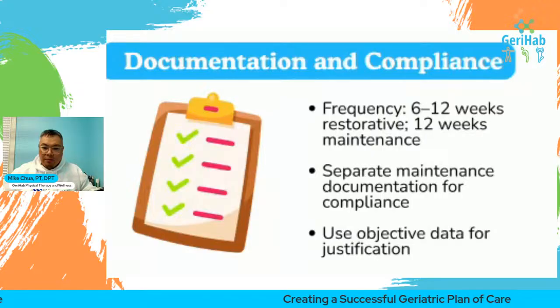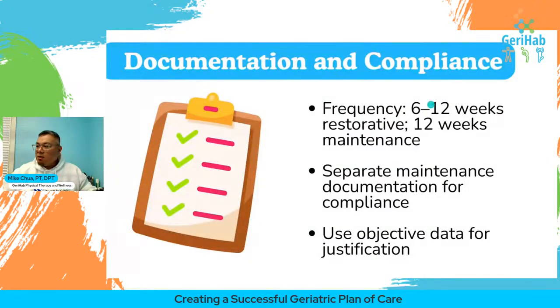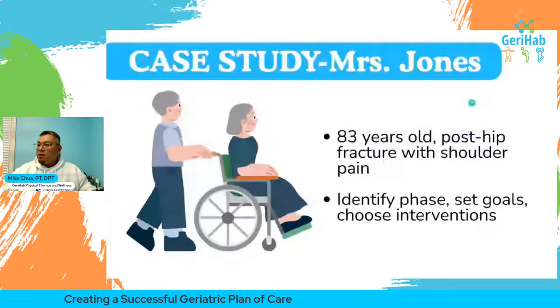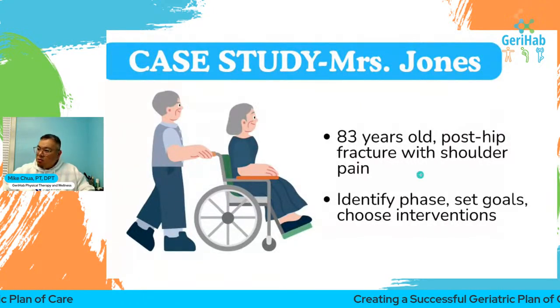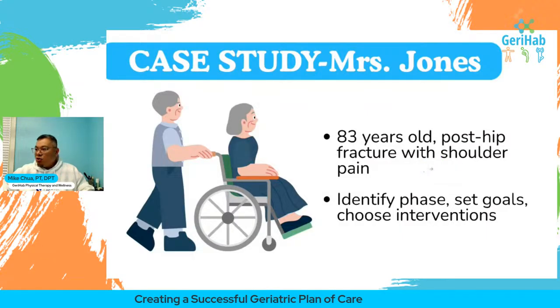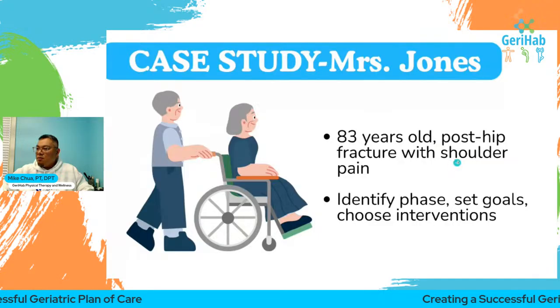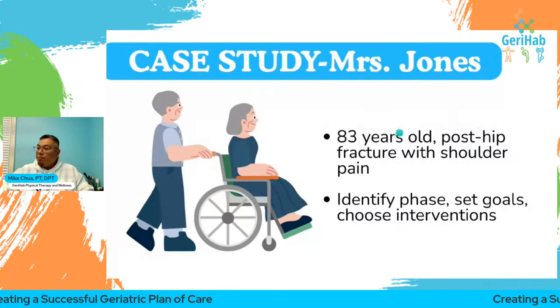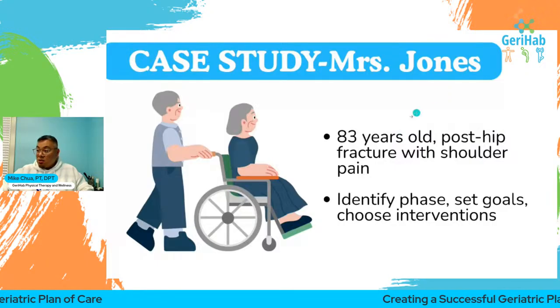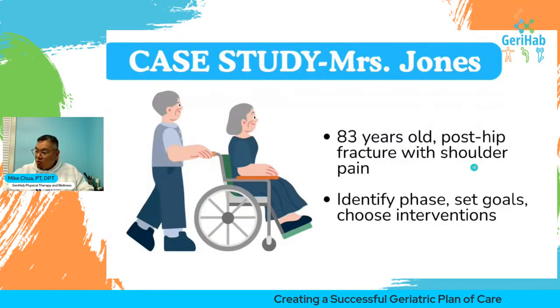So always use objective data. Okay, let's do this case study real quick. 83 years old, post hip fracture with shoulder pain. Maybe the patient fell on the hip, and then she tried to reach out her hand, and now her shoulder is hurting. What are you going to do? Are you going to start with a maintenance case here? No. Start with a restorative case, focusing on the pain. Is it just on the hip? No. Take care of the shoulder too.